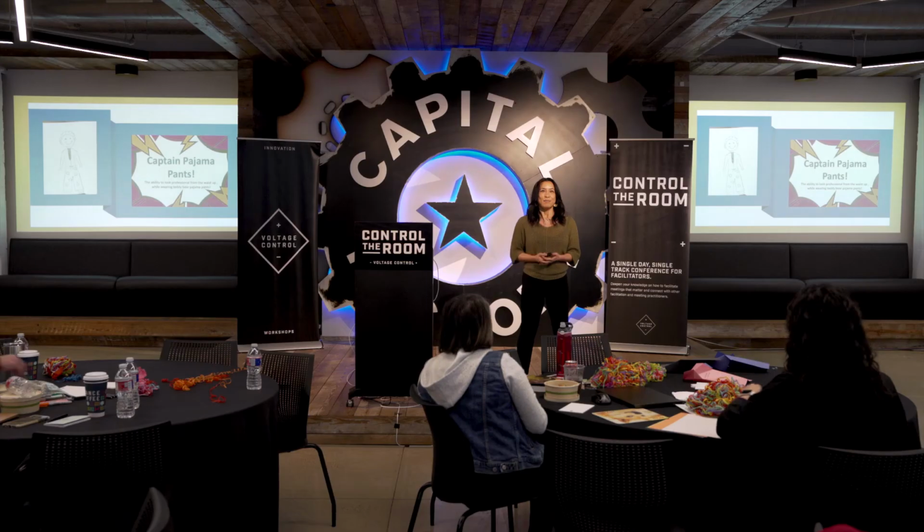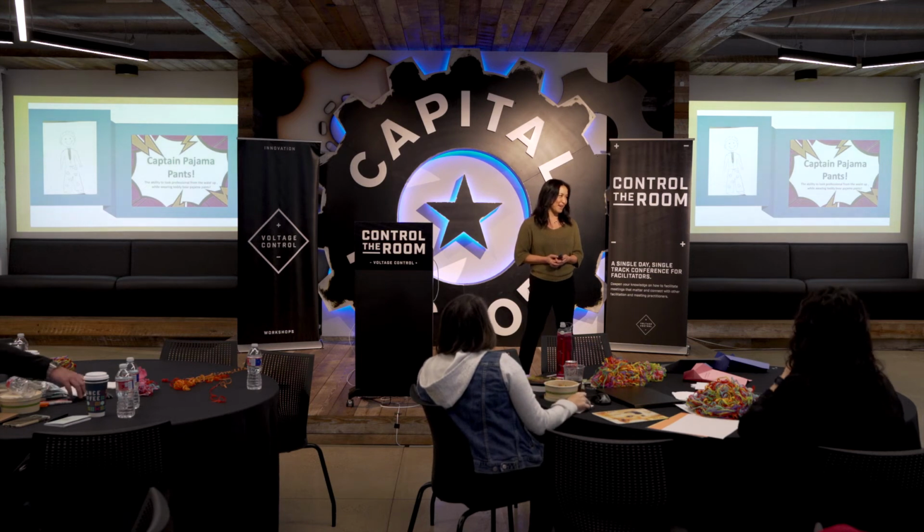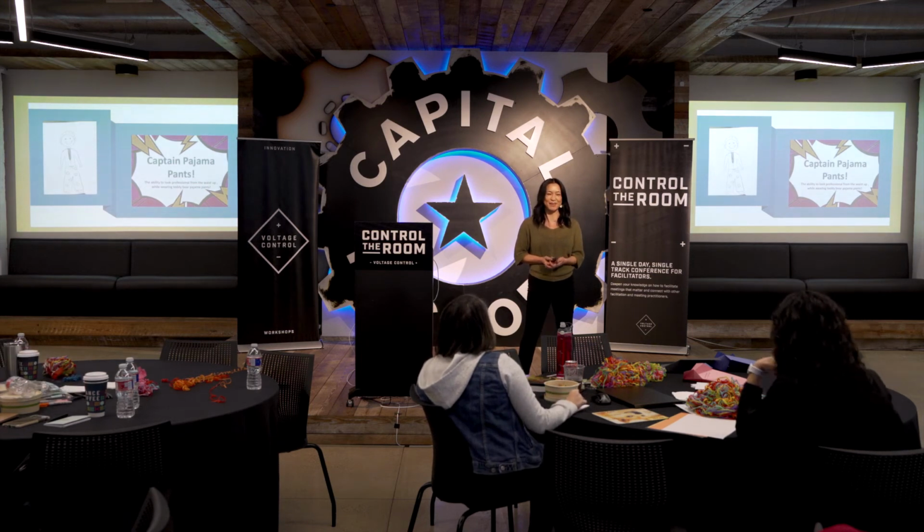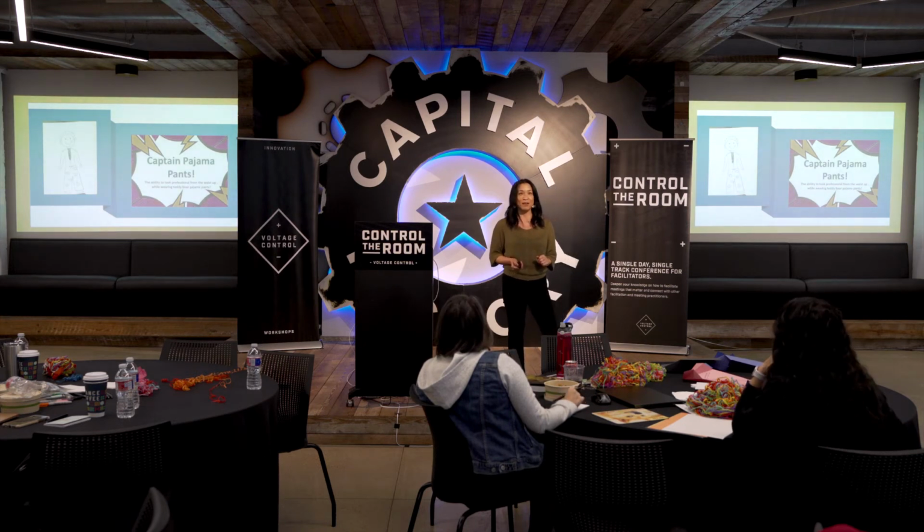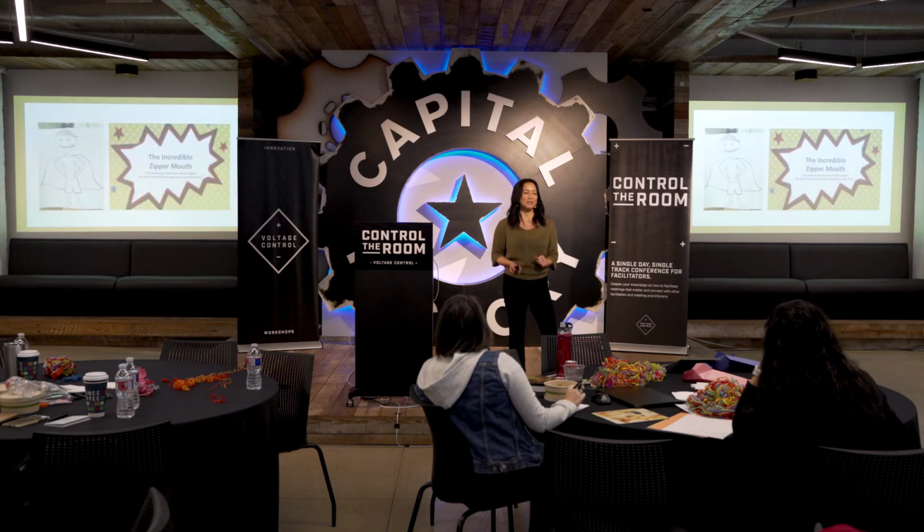So what I want you to do is pick up a pen and paper, and you're going to sketch your facilitator's superhero power. I gave you some examples here. Maybe you're Captain Pajama Pants, right? We're facilitating on Zoom, and you can look professional from the top up, but you're wearing teddy bear pajama pants from the bottom down. Or maybe you are the incredible zipper mouth. You have the ability to be patient and not say what you really mean.